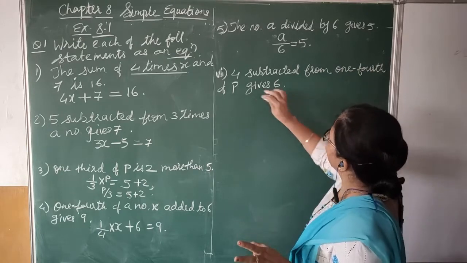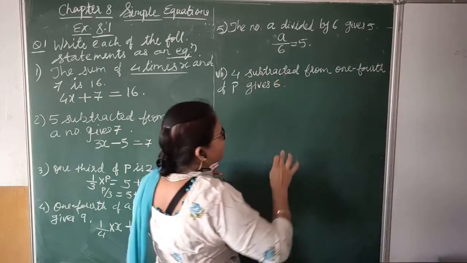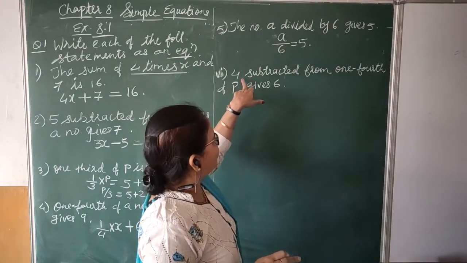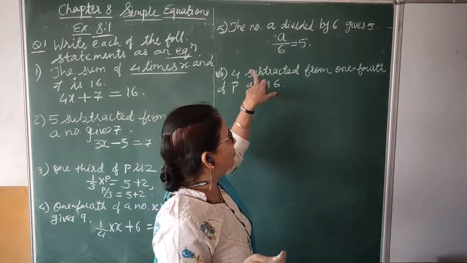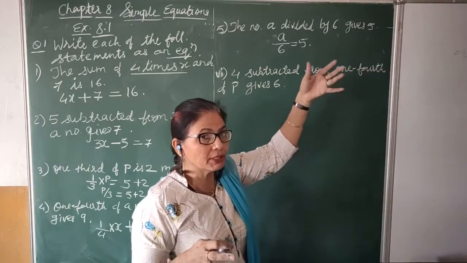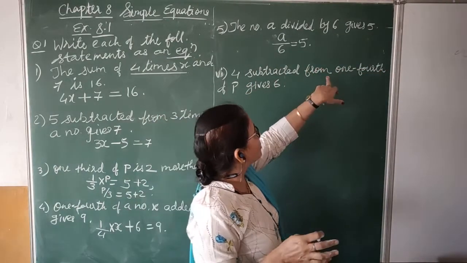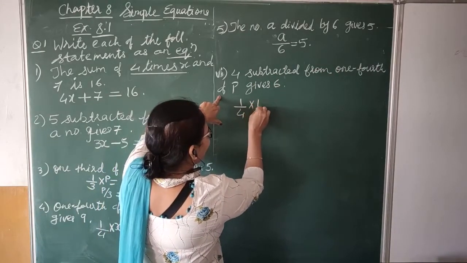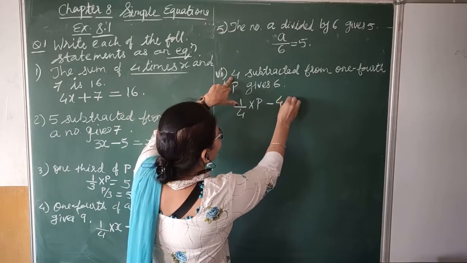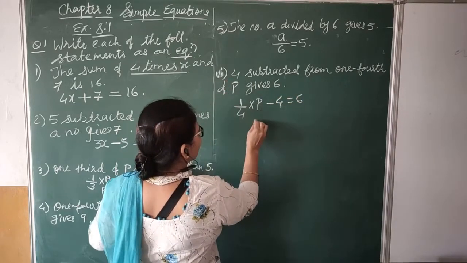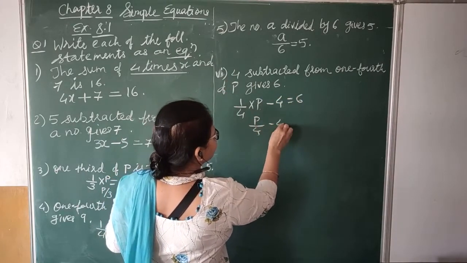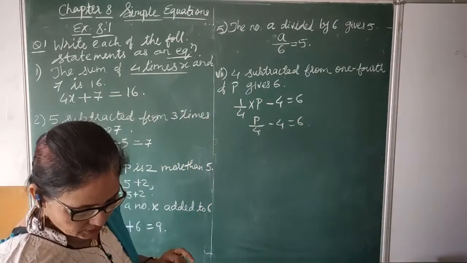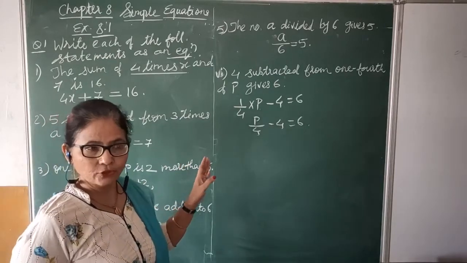Okay. Now see this. 4 subtracted from 1/4 of p. 4 you have to subtract from 1/4 of p. So whatever is written after from, you have to write first. So from 1/4 of p. So this is 1/4 of p. You have to subtract 4, which gives 6. It means you can write this like this also: p by 4 minus 4 is equal to 6. Okay. So this is how you can write your first question.